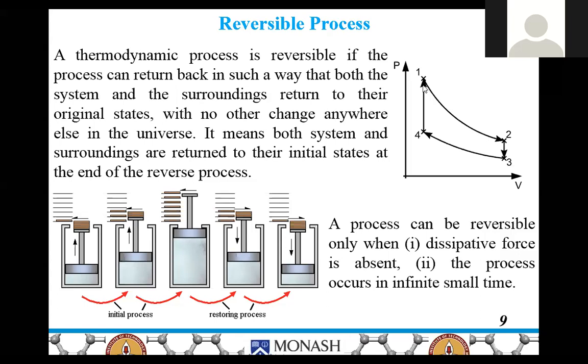So if we are going from 1 to 2, 2 to 3, 3 to 4, and 4 to 1, and it's occurring in a reversible manner, then it's called a reversible process. So there is an initial process of volume expansion, and then restoring again back to its initial position. A process can only be reversible when there are no dissipative forces in the system, and the process occurs in an infinitesimally small time.